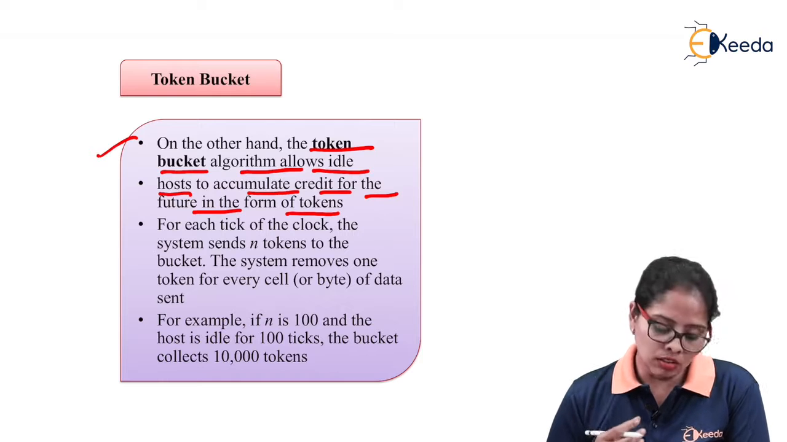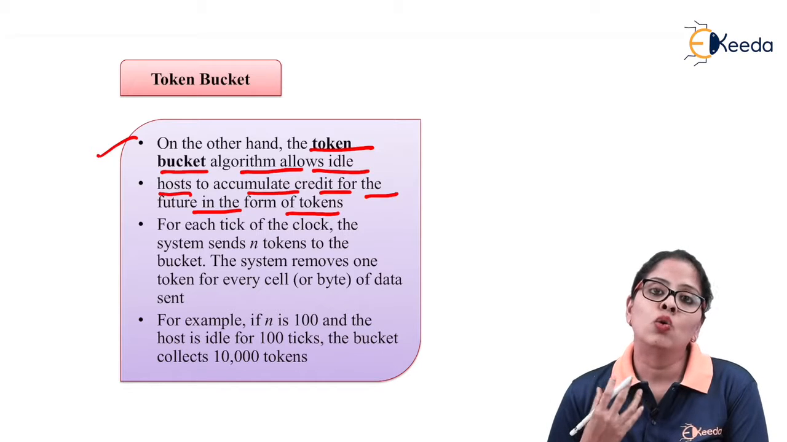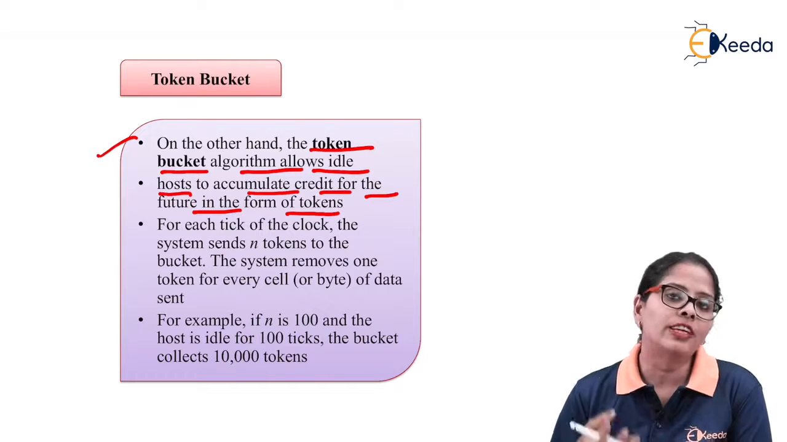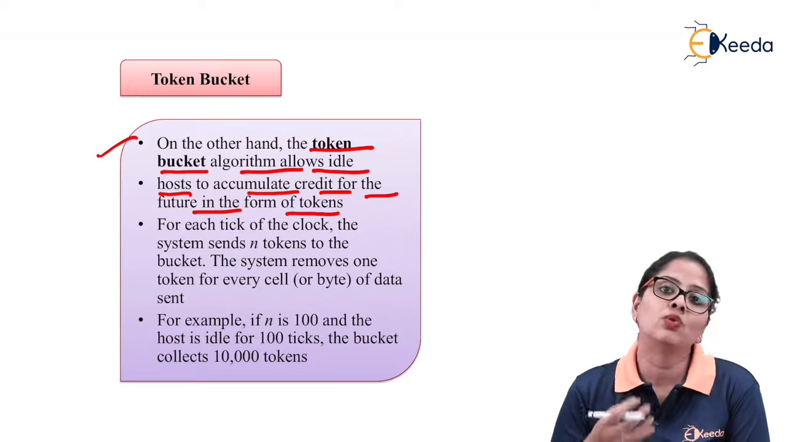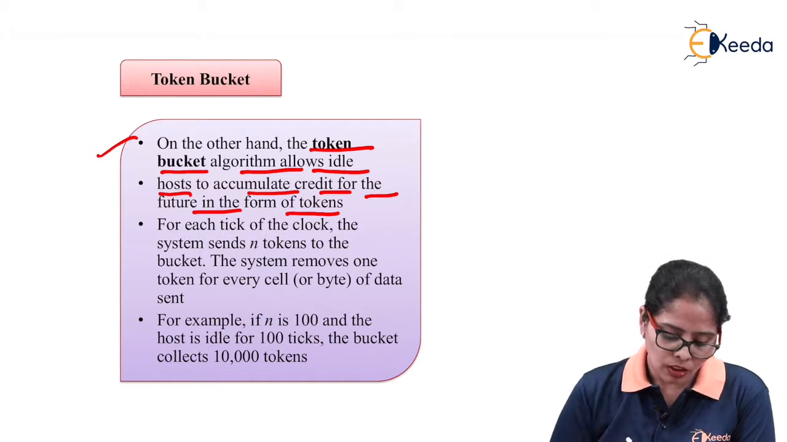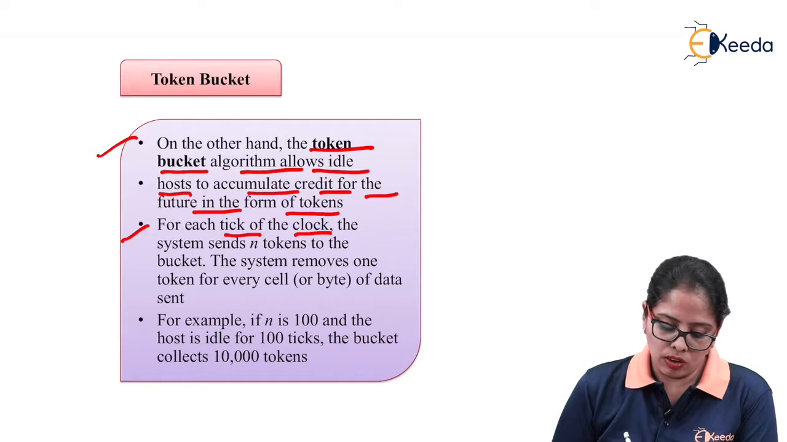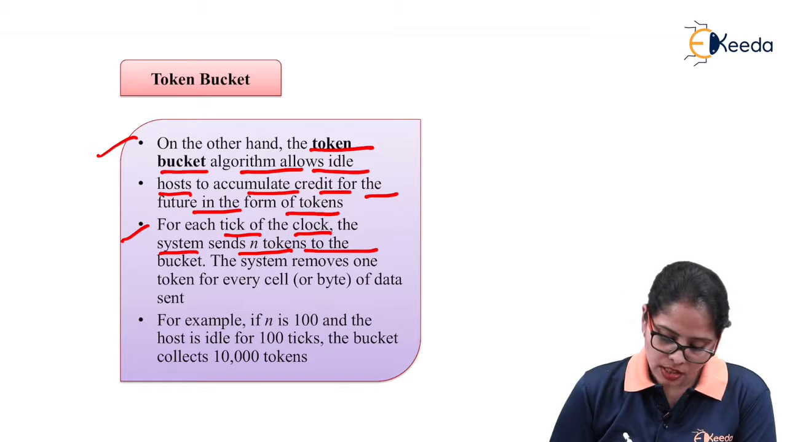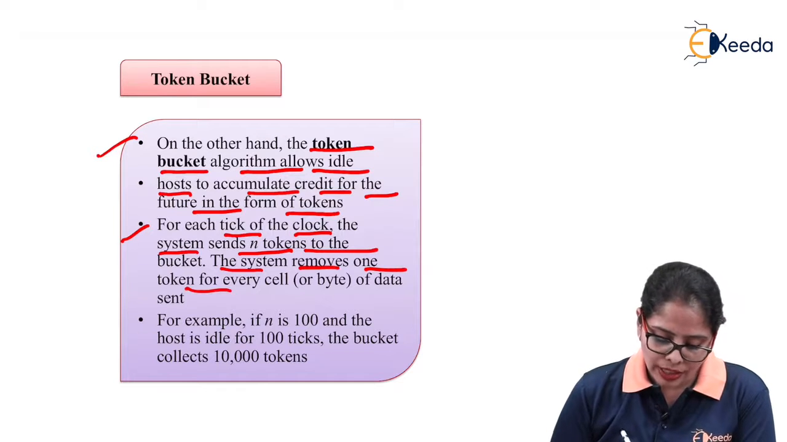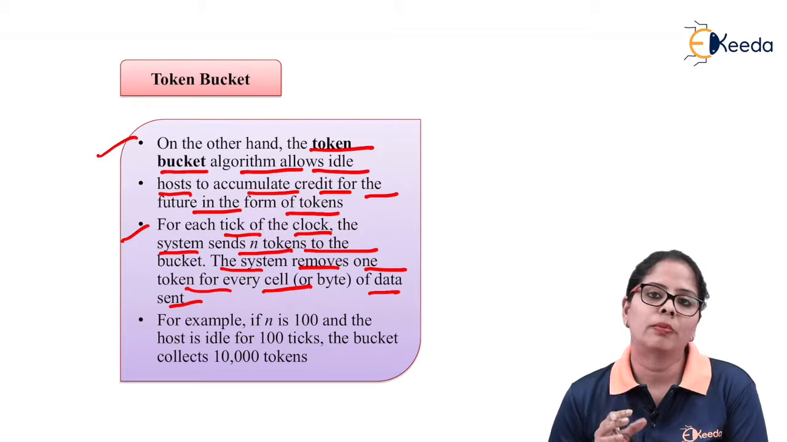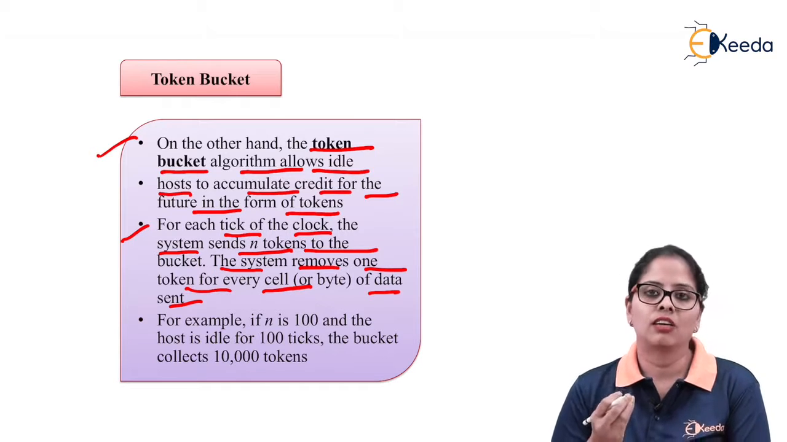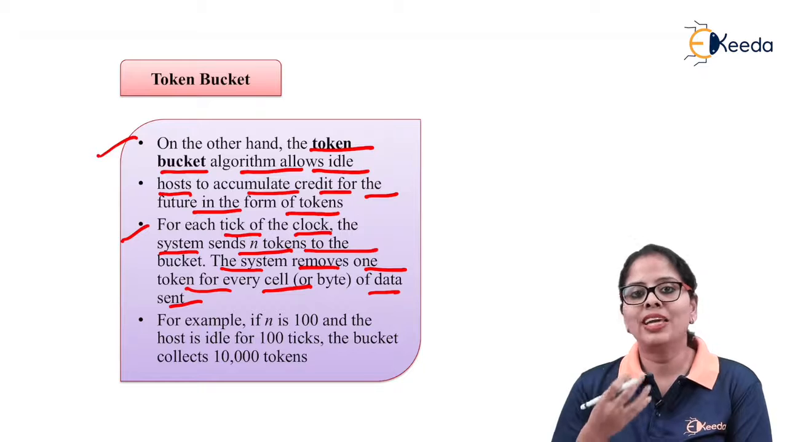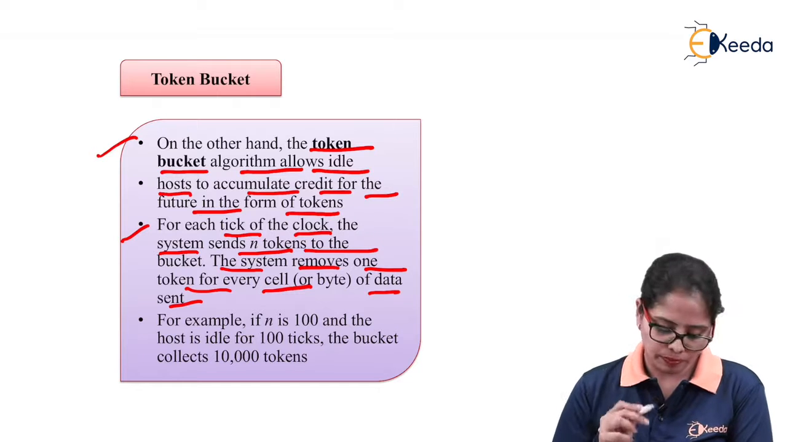So basically here in the token bucket, if your host is idle, then tokens get collected, and whenever there is bursty traffic, at that time you can use those tokens to send the bursty traffic. For each tick of the clock, the system sends n tokens to the bucket, and the system removes one token for each cell of data. So in a single tick you get n tokens, and when you send packets, each packet consumes one token.